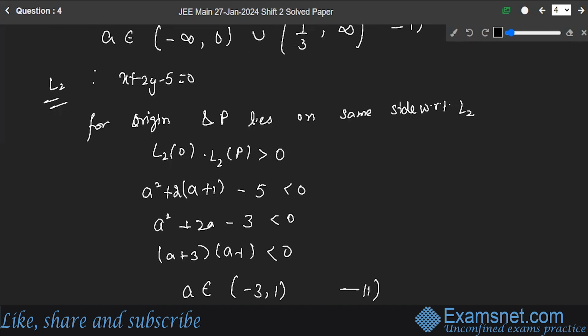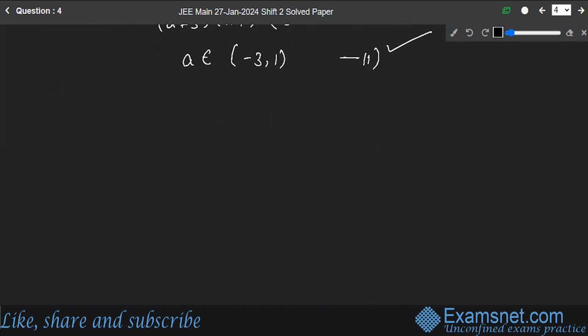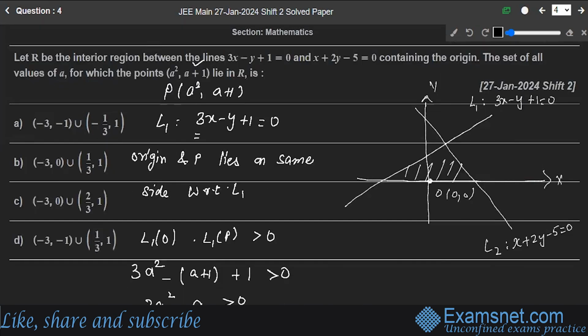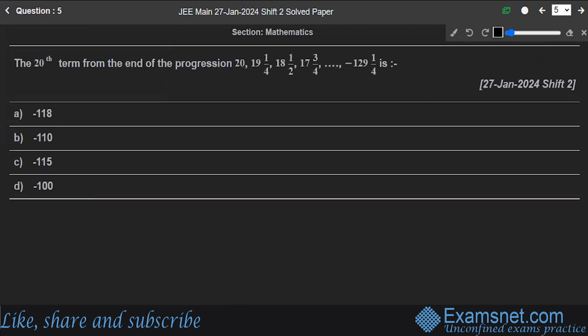Now combining both of these equations, this range is actually A will belong to minus 3, 0 union 1 by 3 to 1. So this is the answer to the question. Let's check out. You have option B as the right answer. Hope you're clear with this. Next is question number 5.